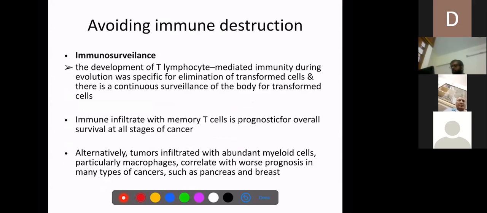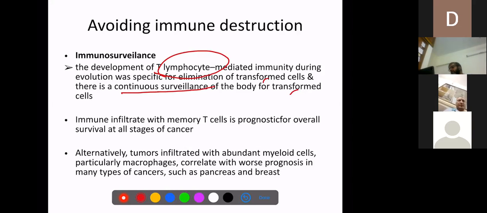Okay, next is avoiding immune destruction. To understand this, you should understand what immunosurveillance is. In oncology, the main cell responsible for immune-mediated destruction is the T lymphocyte. Just remember that. Even in transplantation it plays a role, but in cancer too, the T lymphocyte is very important because it is specific for elimination of transformed cells, and there is continuous surveillance for the transformed cells.